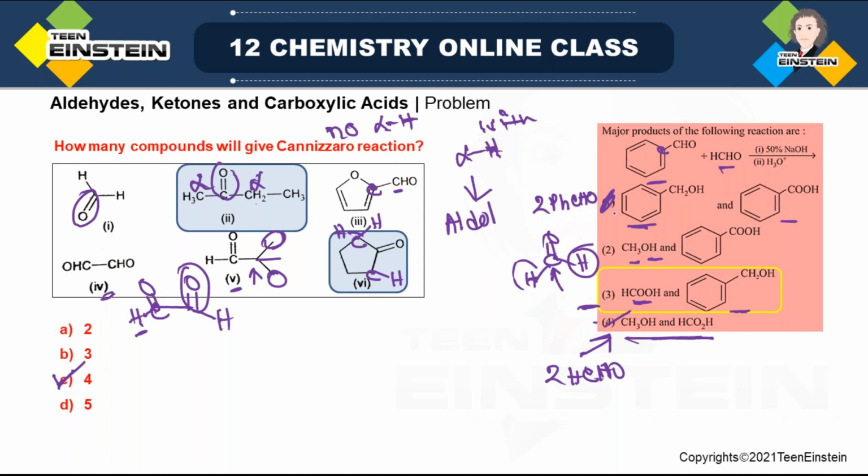And that is clear if you write the full mechanism, because the first attack is towards HCHO, that is the first attack by HO minus. We have already discussed that in detail in the last class, so I am not going into the details. Here HCHO will be oxidized, so formic acid is one product. Another product is the reduction of PhCHO, which is benzyl alcohol, PhCH2OH.